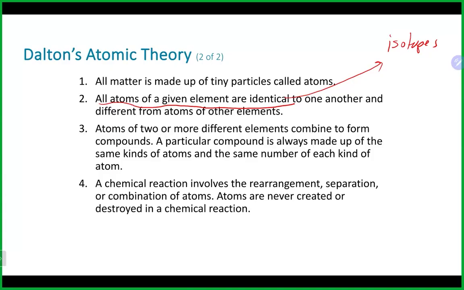He also said that atoms of two or more different elements combine to form compounds. And that is correct. A particular compound is always made up of the same kind of atoms and the same number of each of those atoms. An example of that is water, right? No matter where you get your water, it ultimately is two hydrogens together along with an oxygen. It may cost you more depending on how it's bottled, but it's pretty much H2O, right? The core of what it is.